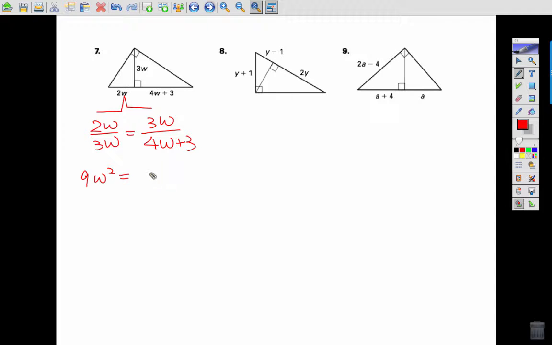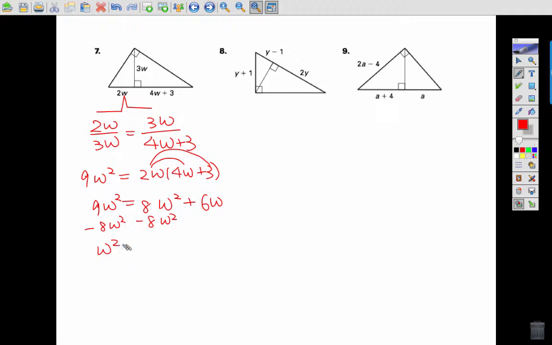Be very careful with your powers. If I distribute 2w, 2 times 4 is 8, w times w is w squared. And then 2w times 3 gives me 6w. Now, if I move everything to the left, if I minus 8w squared on both sides, I would have w squared on the left-hand side equals 6w.